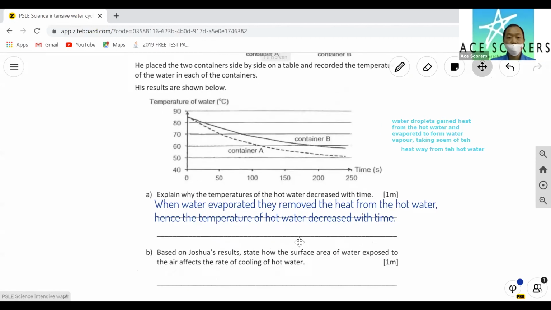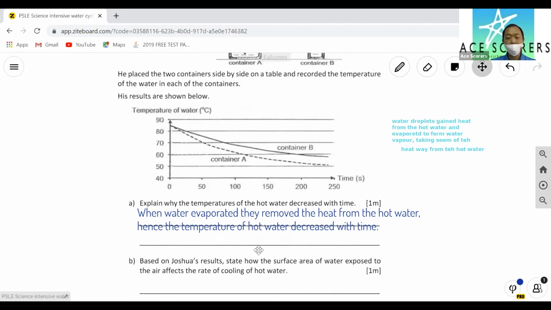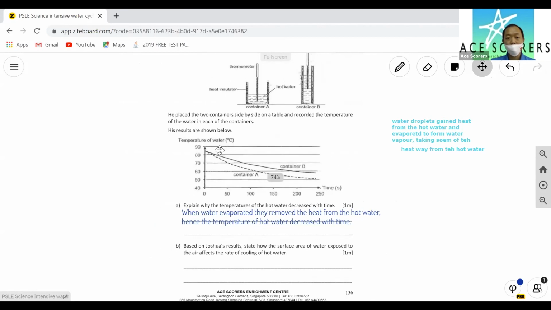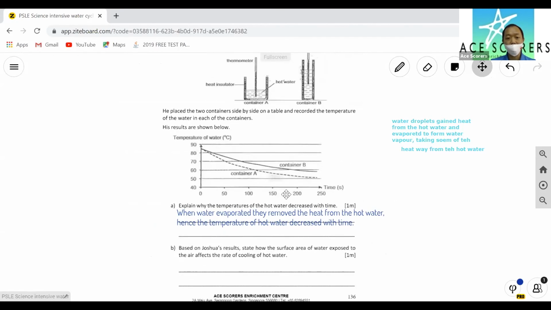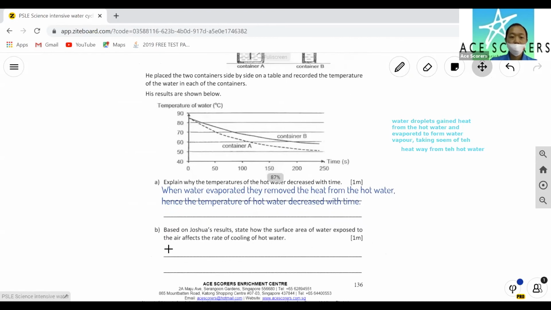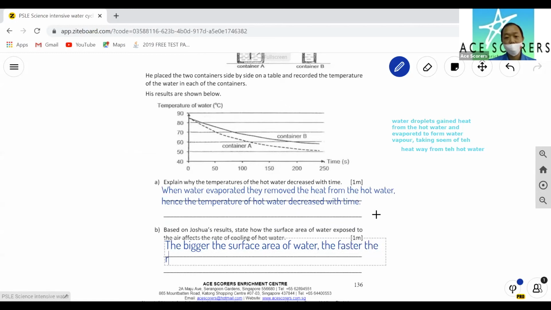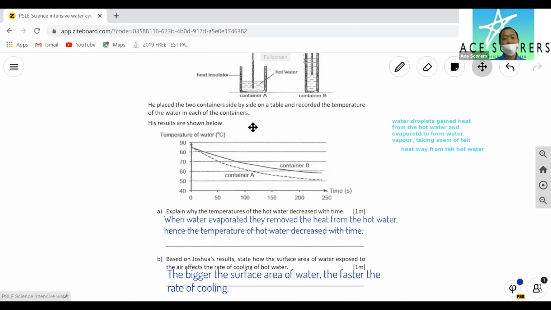So how does the surface area affect the rate of cooling? Basically, you see that A achieves a lower temperature faster. So the bigger the surface area of water, the faster the rate of cooling, because bigger surface area means a faster rate of evaporation. Right, that is over here.